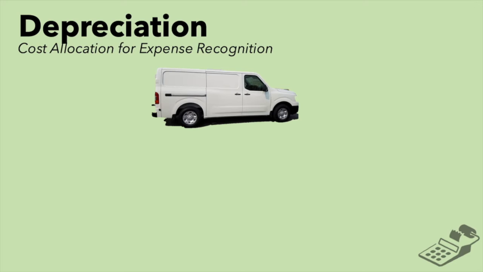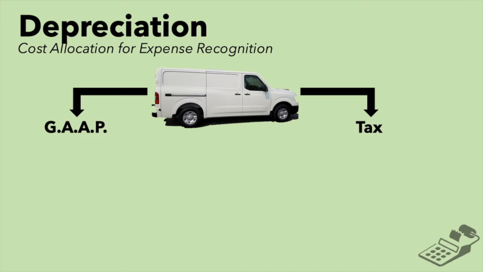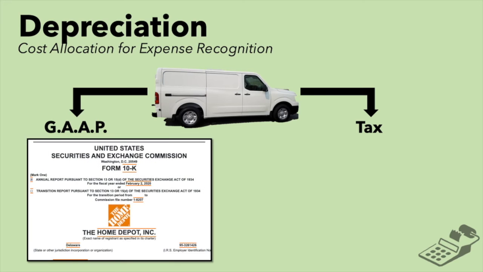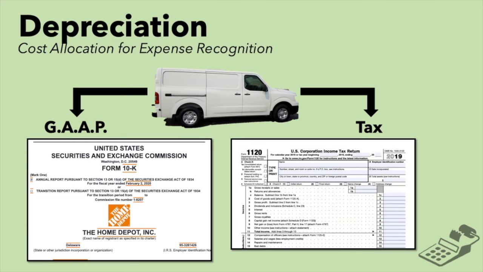So when we look at depreciation, the first thing we need to really discuss is that there's two different ways to do this. You have depreciation that must be recorded for GAAP purposes, generally accepted accounting principles, and for tax purposes. We have to do it for GAAP so that we can record and prepare our financial statements. We have to do it for tax on our tax return so that we can determine the appropriate taxable income for our business.